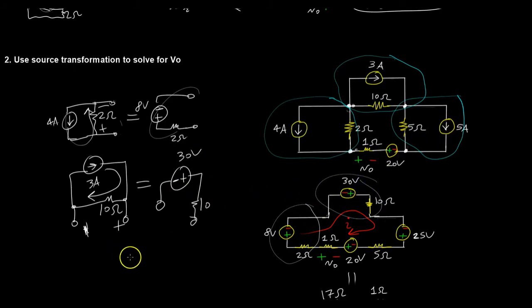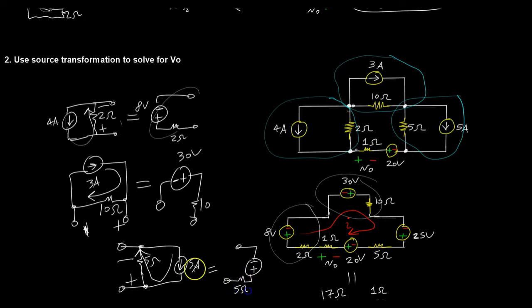Now lastly, I have 5 ohms, 5 amps. All I care about is what's going on between these two terminals. The current's going this way, voltage drops this way. I have that being equivalent to plus minus.